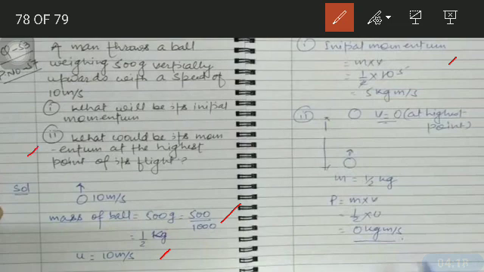As we all know, at the highest point, or at the peak point, the final velocity becomes 0. So the momentum will be based on final velocity and it will also be 0 kilogram meter per second.